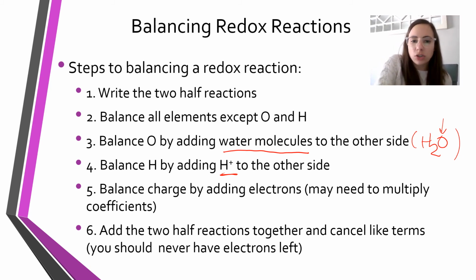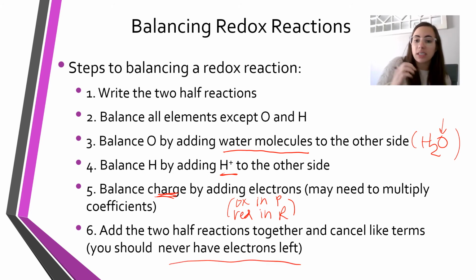Then we balance our charge by adding electrons. Remember, if it's an oxidation, you add the electrons to the products, and if it's a reduction, you add those electrons in the reactants. We use those electrons to balance out our charge. Then we're going to add our two half reactions together and cancel out any like terms. You should never have electrons left because the number of electrons has to be the same. You can't gain more than you lost. You can't lose more than you gain.